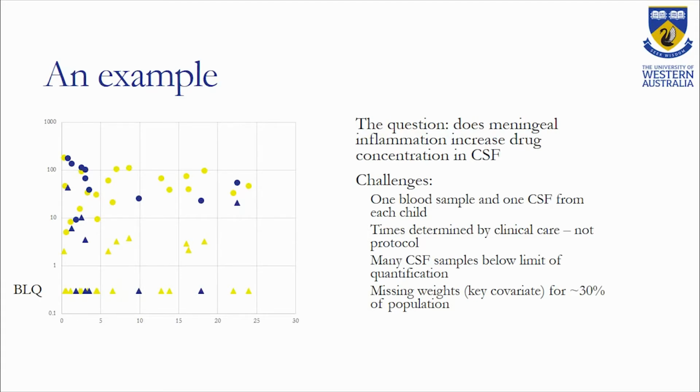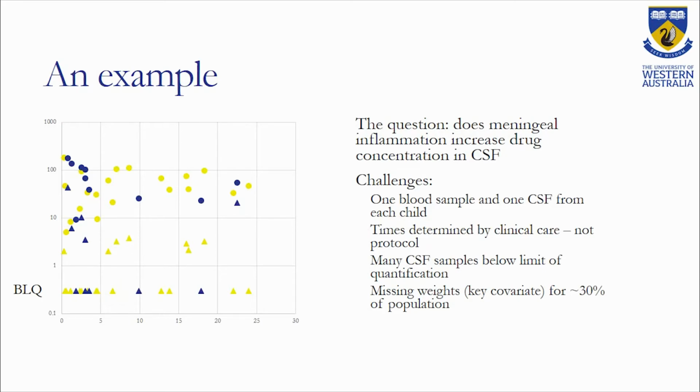So just to explain the graph there. The yellow dots are plasma in children without meningeal inflammation. And the yellow triangles are their CSF levels. Every child only got one paired sample. The blue dots are then those children with meningeal irritation. I think it was defined as more than 20 white cells per millimeter cubed. And then the triangles are their CSF concentrations. Now, the times for this were determined by clinical care. We couldn't mandate when they were supposed to have a CSF. And certainly they couldn't take multiple CSFs, which is what I would have liked.